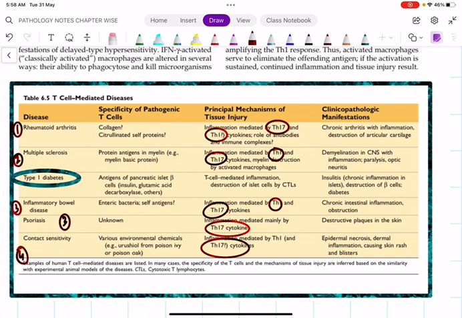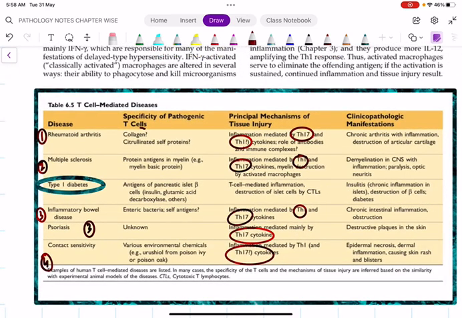Some important points. In rheumatoid arthritis, the antibodies are produced against collagen or citrullinated self proteins. Why have they given a question mark? It's controversial. They believe that the antibodies are supposed to form against these, but it is not that well established.